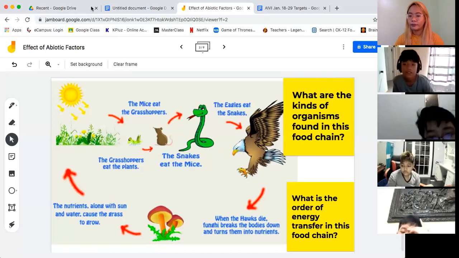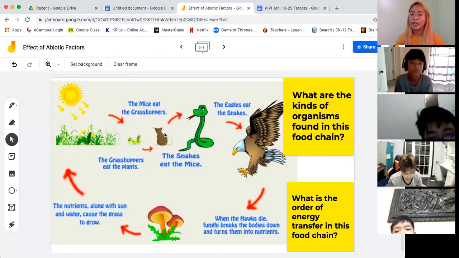The plants. Okay, so the grass here is the producer. The producer will be eaten by the primary consumer, which is the grasshopper. The grasshopper will be eaten by the secondary consumer, which is the mice. The mice will be eaten by the snake, which is another consumer, and then the cycle goes on.